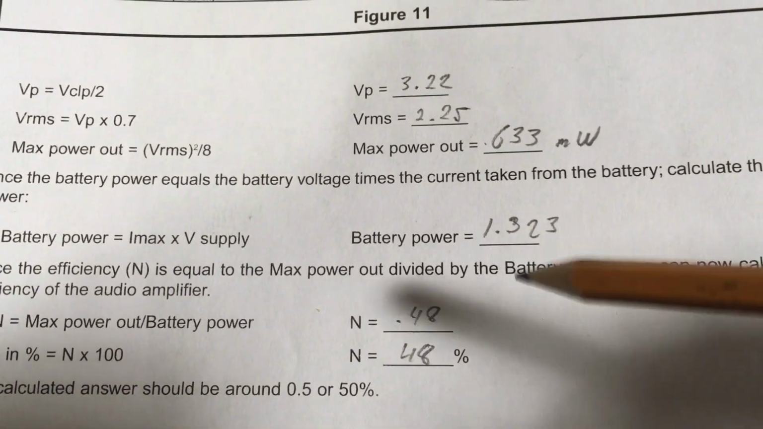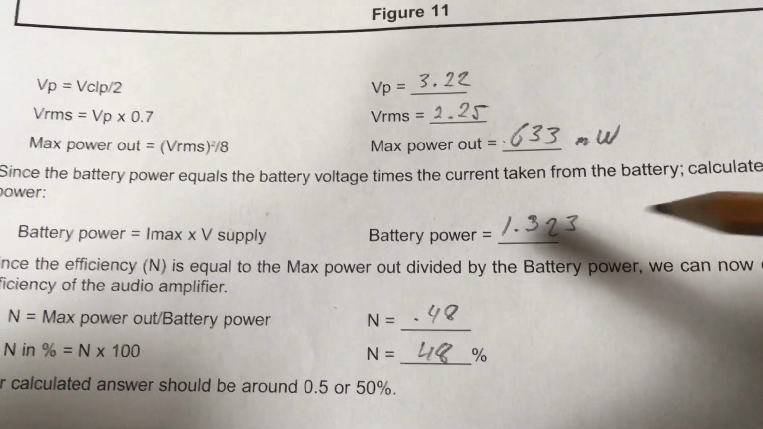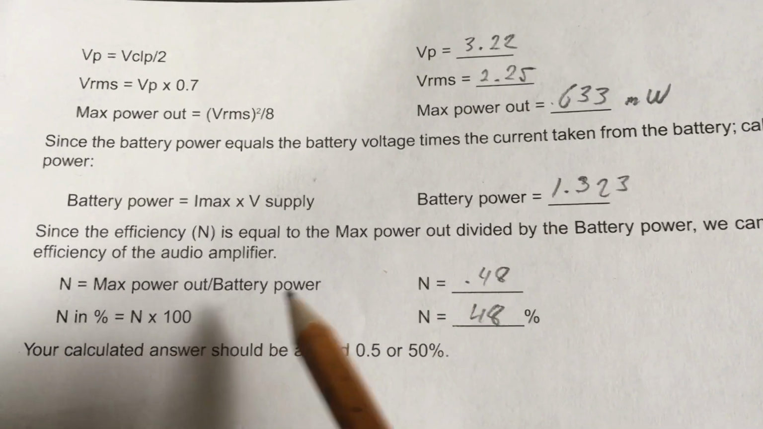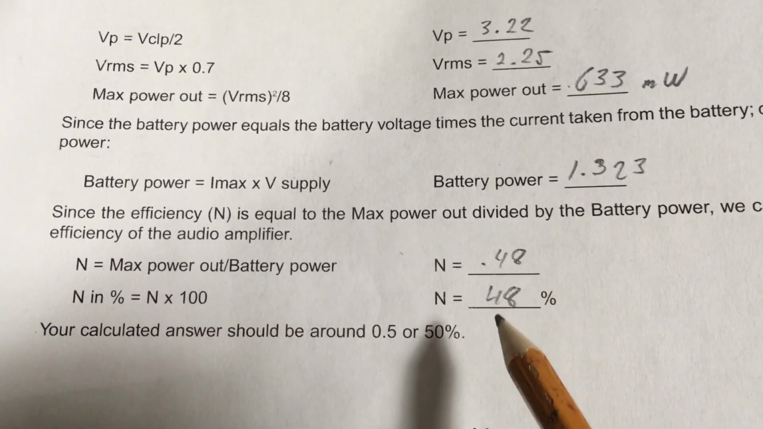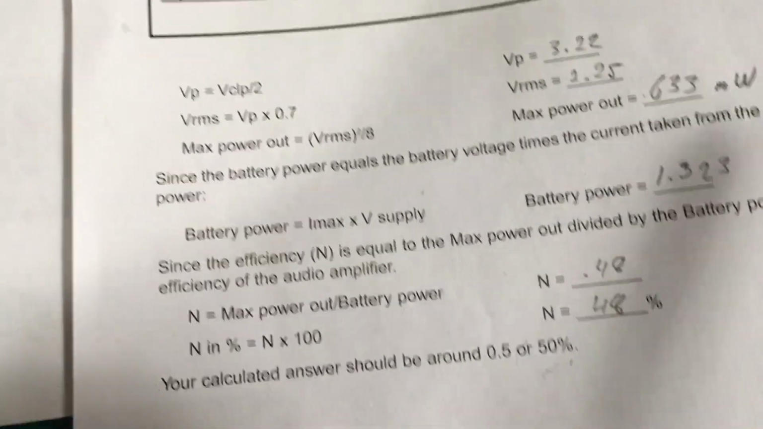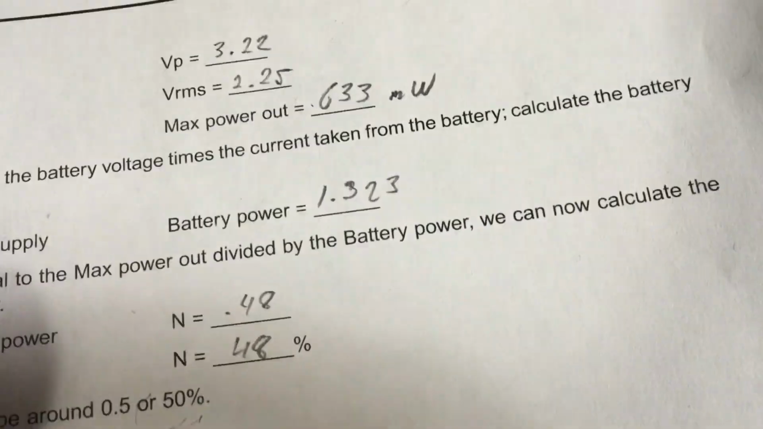Battery power was 1.323 watts. So max output over battery power is 0.48 or 48%. That's close enough to the 50% to make me happy. All right, so next we'll be moving on to the next section in the manual.